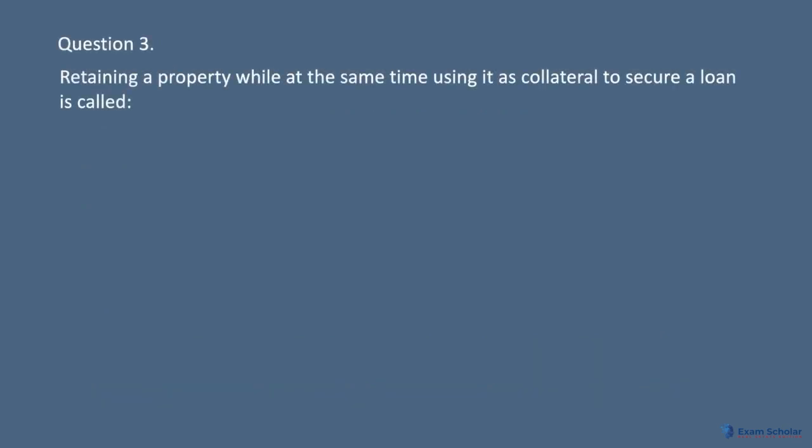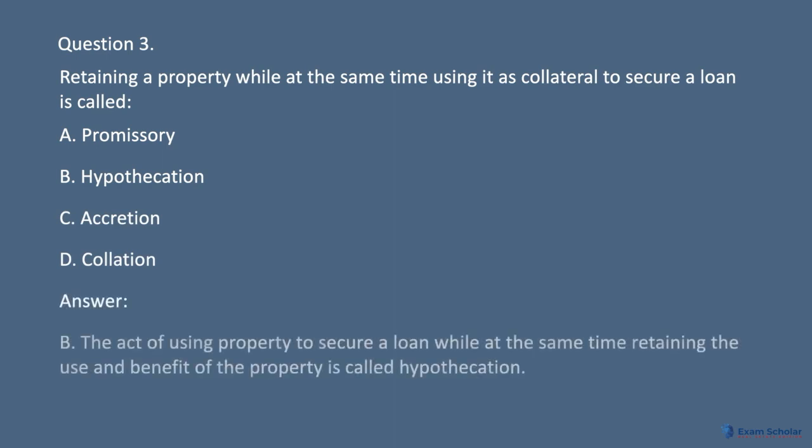Question 3. Retaining a property while at the same time using it as collateral to secure a loan is called A. Promissory. B. Hypothecation. C. Accretion. D. Collation. Answer: B. The act of using property to secure a loan while at the same time retaining the use and benefit of the property is called hypothecation.